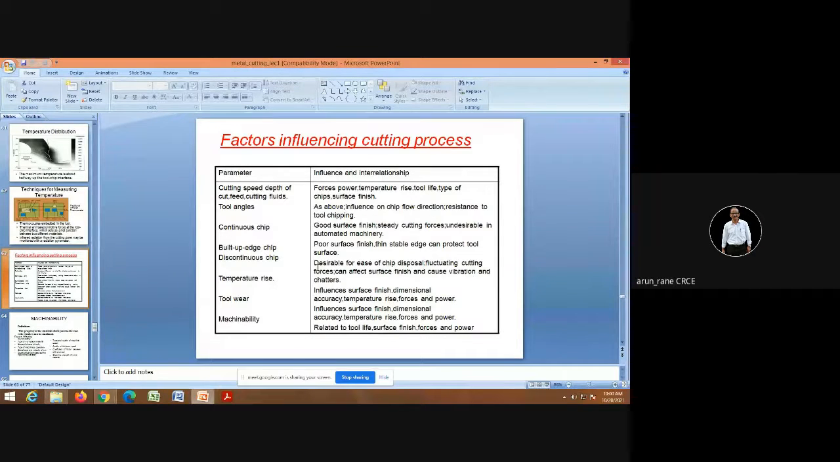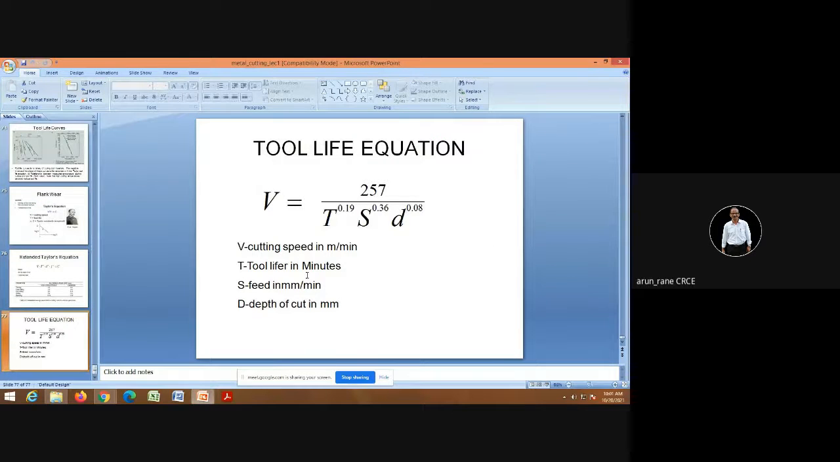Then what are the factors? This is the fourth important question: factors influencing the cutting forces. The main ones are your cutting speed, feed, and depth of cut. These are the most important parameters. Then other parameters like the condition of the chip, temperature rise, the condition of the tool, whether your tool is sharp or blunt, then workpiece material, and rigidity of the machine tool.